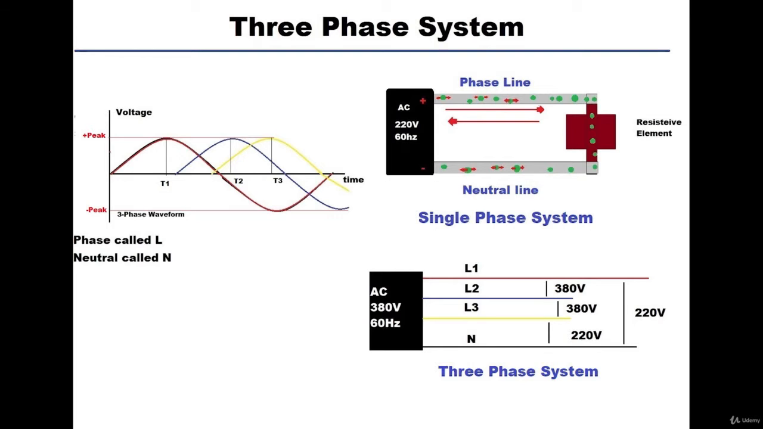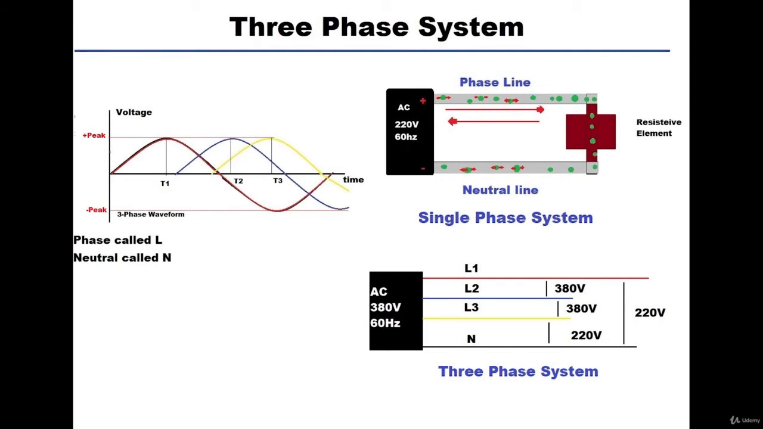Now let's take a look at this voltage source, which is AC, rated at 380 volts and 60 hertz. We will see that this system does contain a neutral line. We labeled the phases L1, L2, and L3, and we labeled the neutral as N. Now in these systems, we have two voltage ratings.